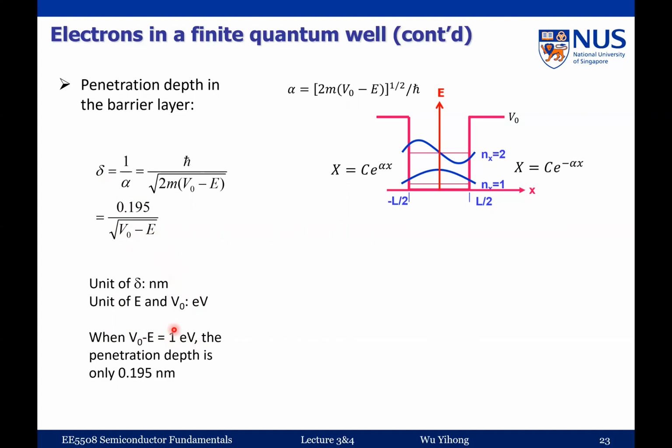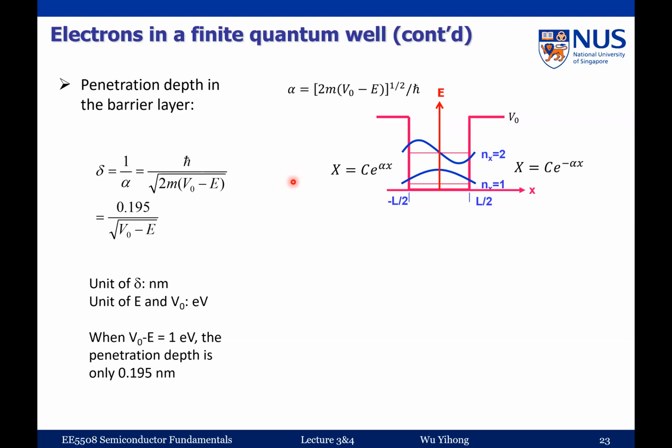This means the barrier height is 1 electron volt, and then you substitute in, you find out the penetration depth is basically 0.195 nanometer. Right, this is from the Schrodinger equation. And so why do you have this penetration depth? Actually, there's another very simple way to look at this in quantum mechanics.